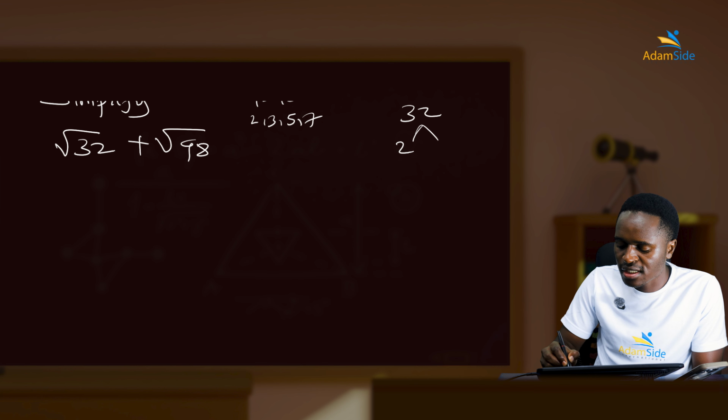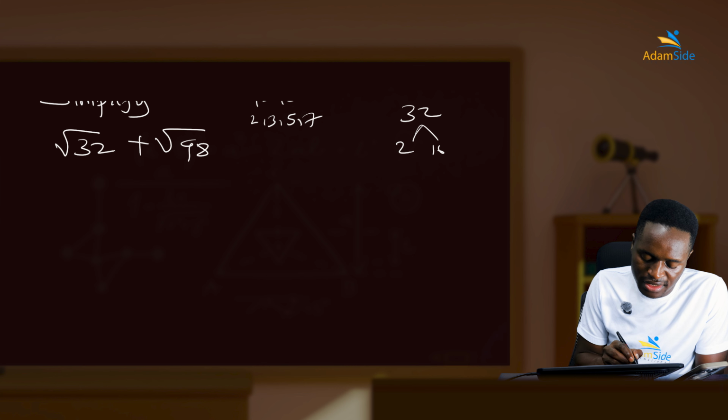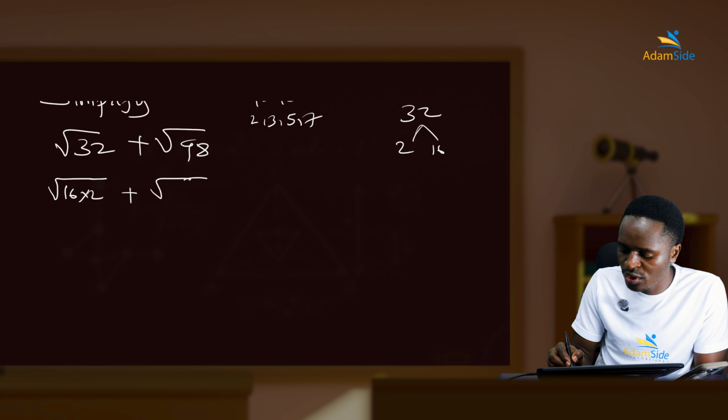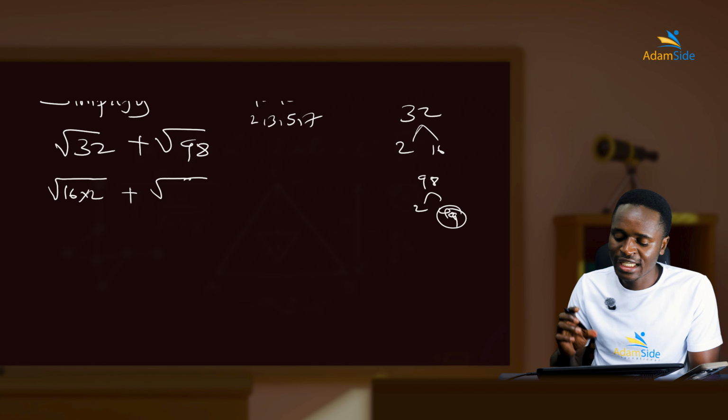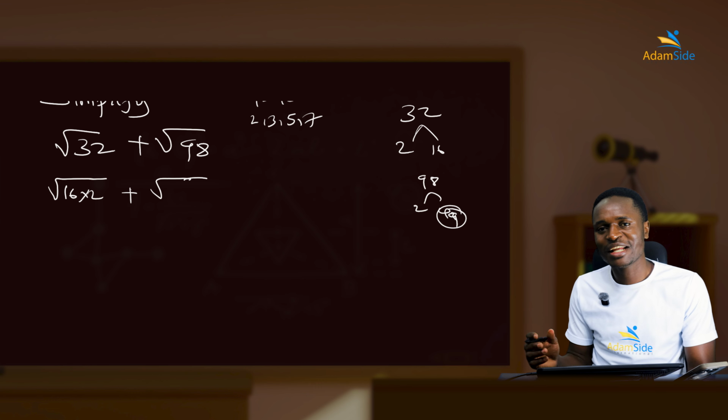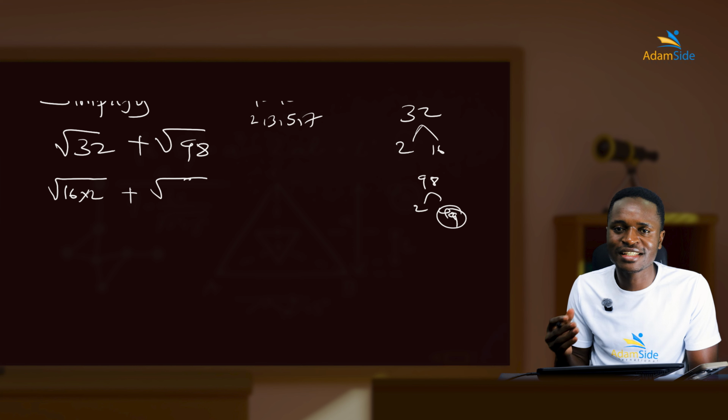Like 2 there, it's 16. So you see, 16 is a square number. So you say root 16 times 2 plus 98. We know 98 divided by 2 is 49. So 49 is a square number. The idea is you should get a square number and an odd number, a square number and an odd number that will not be able to get its square root.